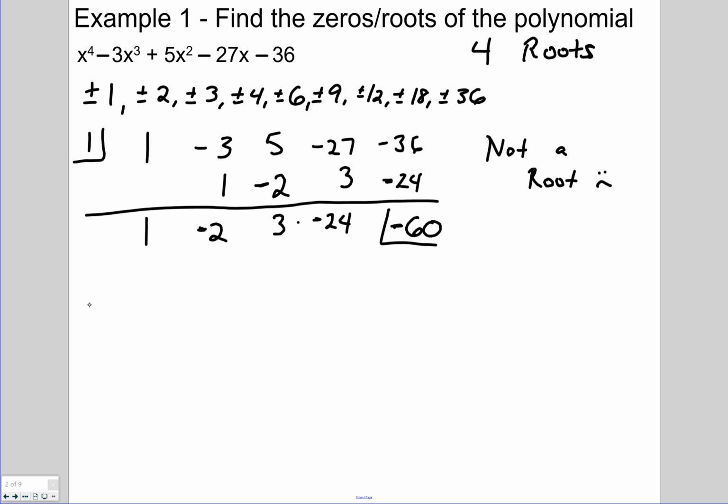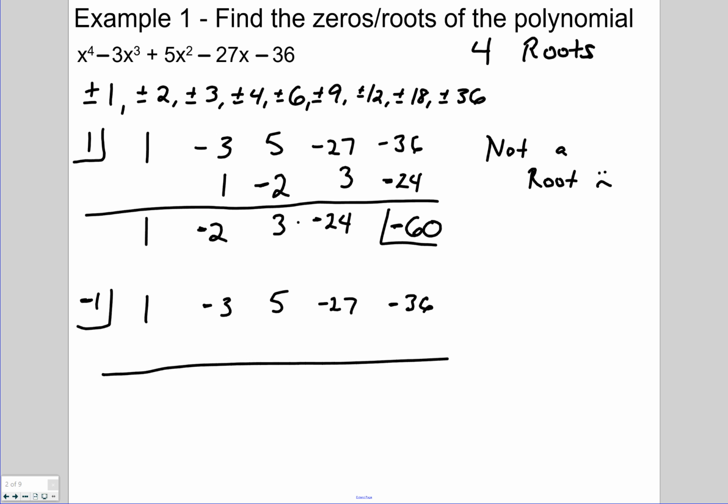So I'm literally going to do the same thing with negative 1. I try all of them until I get a root. Please, God of math, let it be done. 1 comes down. 1 times negative 1 is negative 1. Negative 3 plus negative 1 is negative 4. Negative 4 times negative 1 is 4. 5 plus 4 is 9. 9 times negative 1 is negative 9. Negative 27 plus negative 9 is negative 36, times negative 1 is positive 36, which is 0.